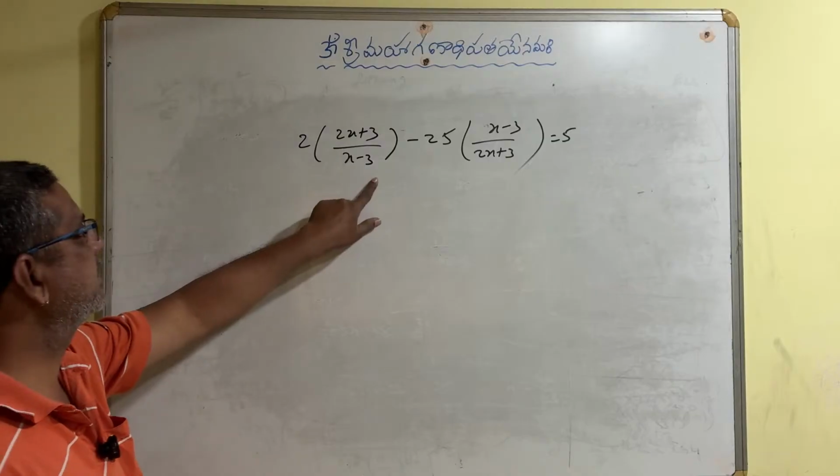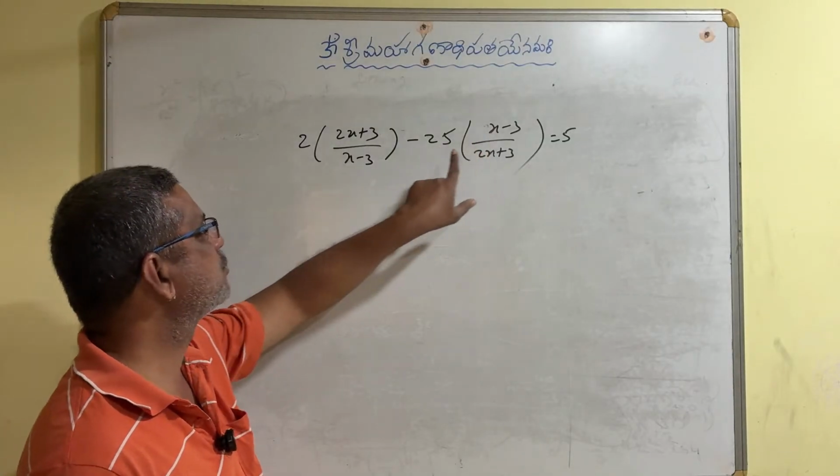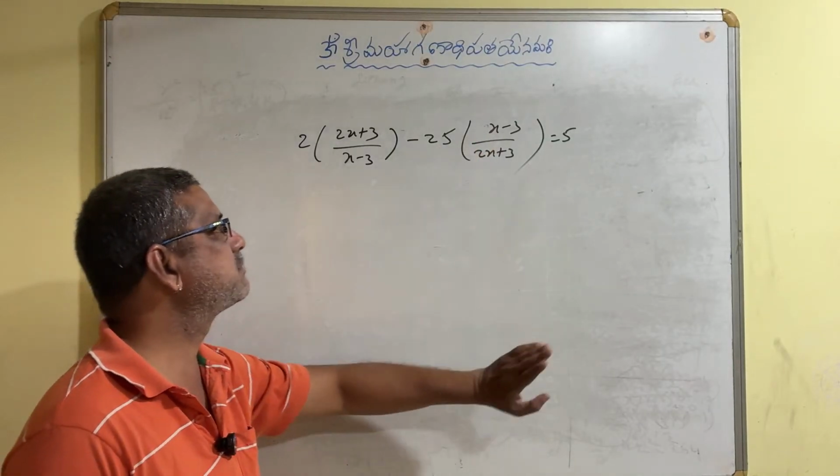4x plus 6 by x minus 3 minus 25x plus 75 by 2x plus 3 is equal to 5.